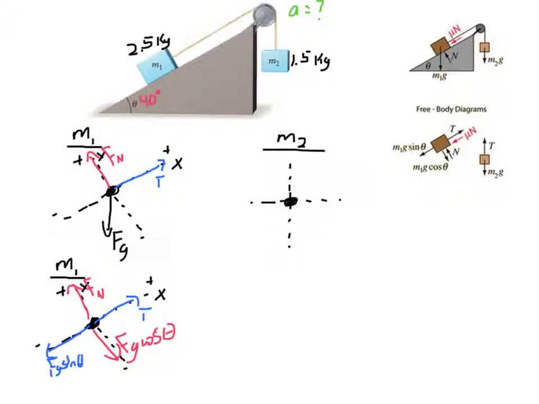Let's come over and do M2. M2 just has tension going up and force of gravity going down. You know, force of gravity, mg, where the m there is going to be the mass 2, which I have labeled at 1.5 kilograms. So note the different masses.